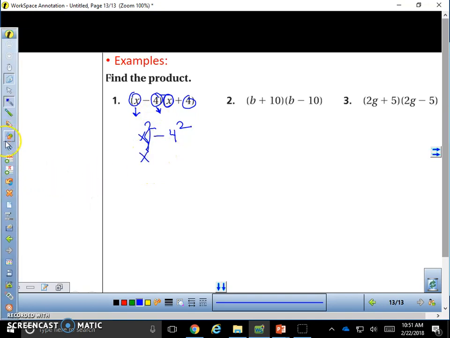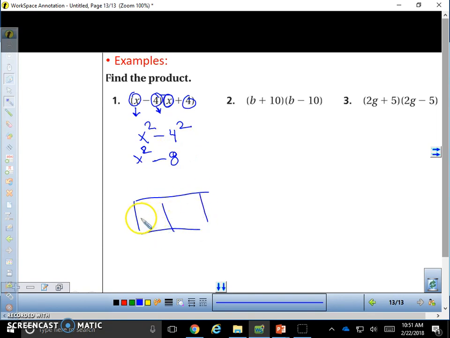x squared minus 4 squared is x squared minus 16. So this is just the pattern that it has. Could you continue to use that box or FOIL method? Yes, you would get the same thing. Let me show you really quick.